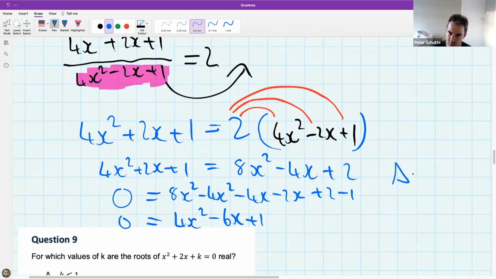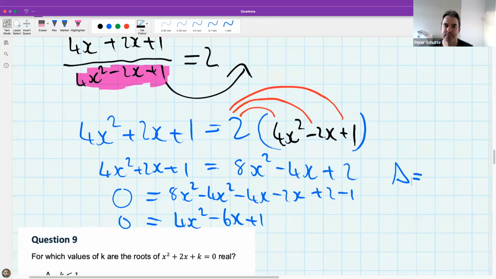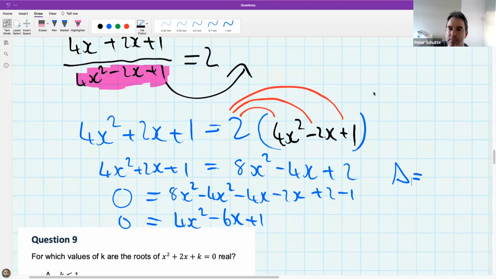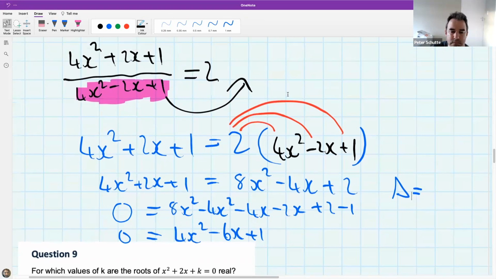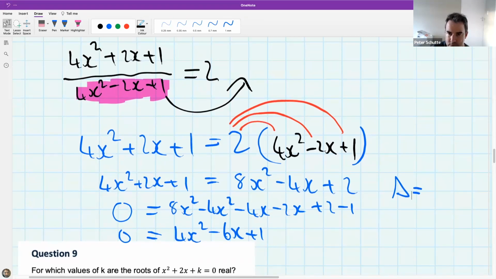Okay, so I want to know what the nature of the roots is and what delta is. So pop your delta value in the chat and then pop what you think, how you would classify your roots.